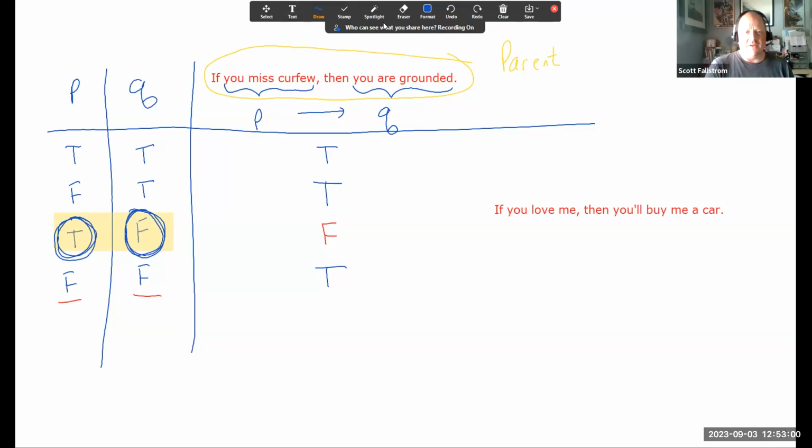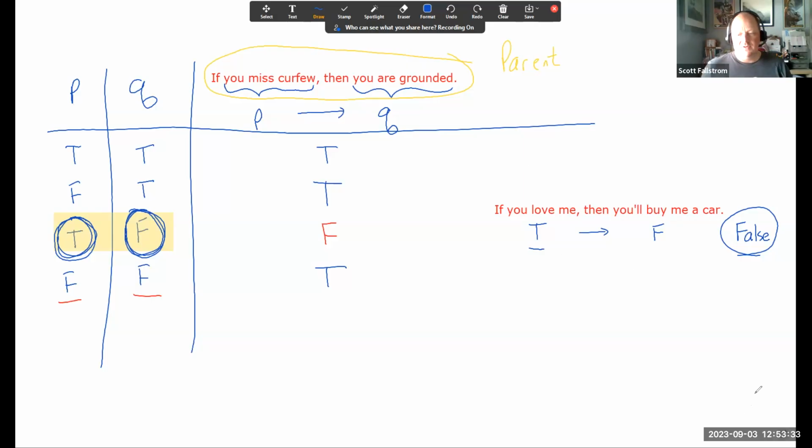So that statement is where I would be able to say, do I love her? Yes, I love my daughter. Did I buy her a car? No. I met the condition. I failed the conclusion. So I would say that her statement is false because I met the condition and I failed the conclusion. All right. That's the idea behind the if-then statement.